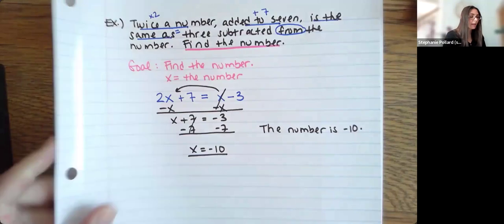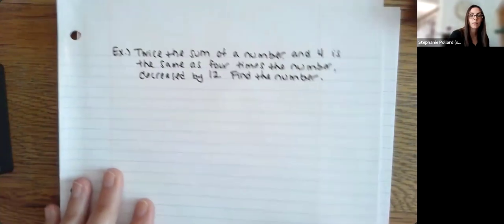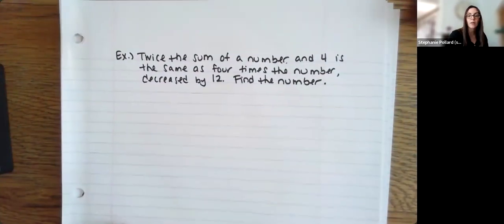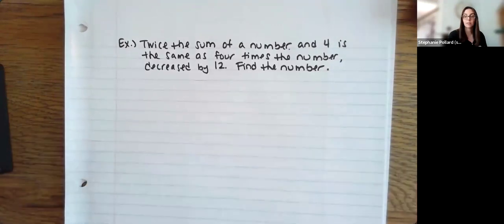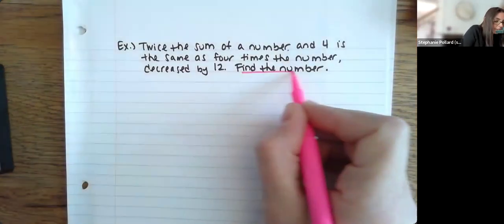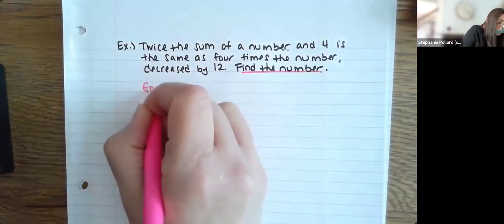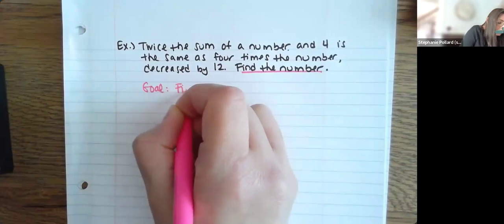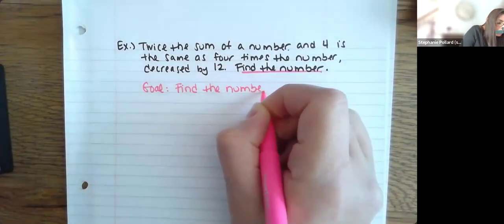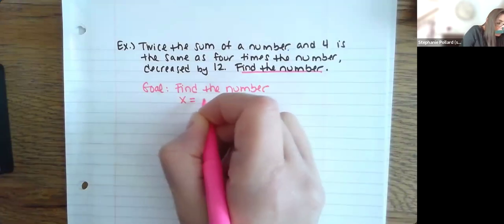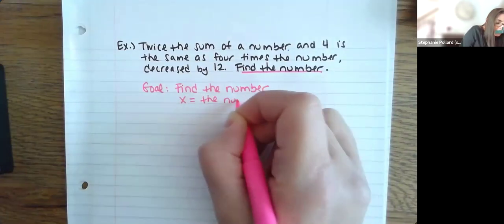For my next example, again, I'm going to do just a very similar one here. Twice the sum of a number and 4 is the same as 4 times the number decreased by 12. And same goal here, find the number. So x is going to be my number here, and I'm only looking for one thing.